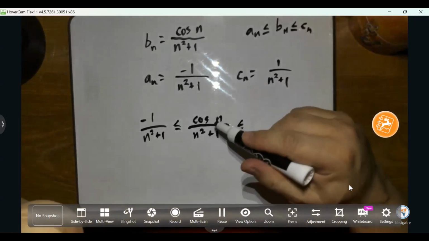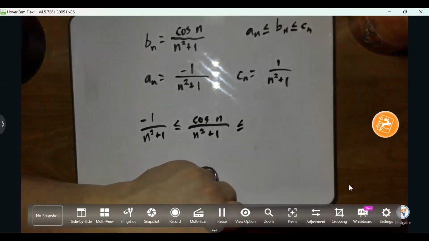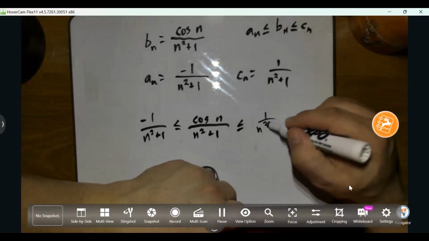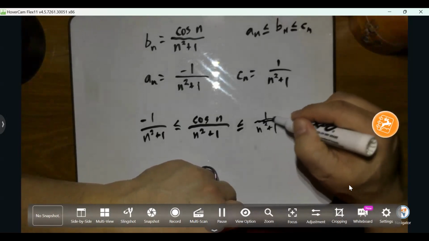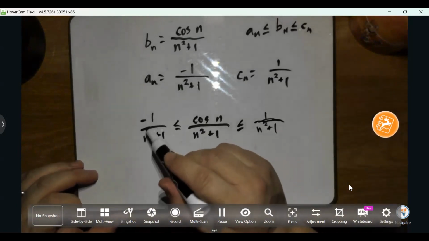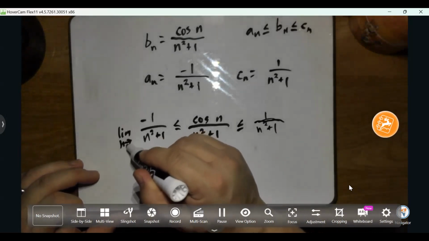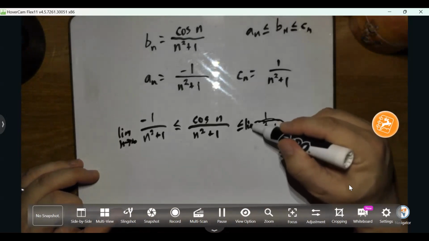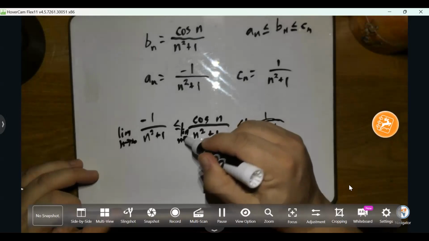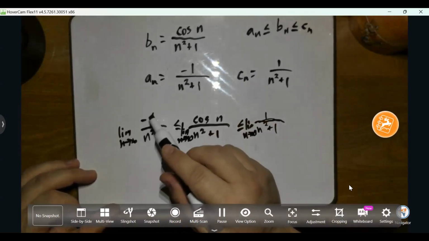I can't look at that directly, right? Because cosine of n always bounces, it's going to oscillate around. It's going to range between -1 and 1, so I can't just plug in and see what happens. So I need something like this to help me out. Again, I'll do the same thing: look at the limit as n goes to infinity. And I want the limit as n goes to infinity of the middle one, right? Divide everything by n squared.